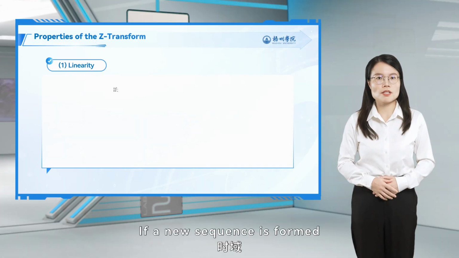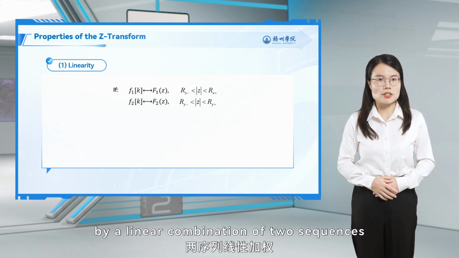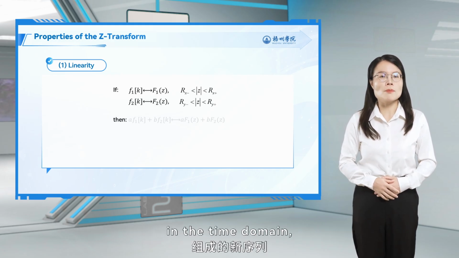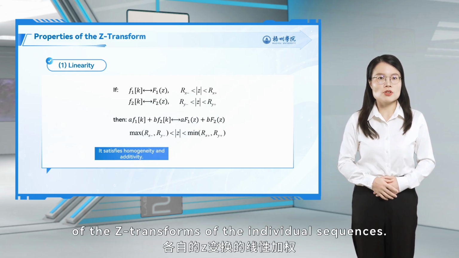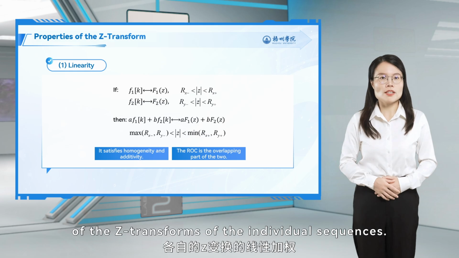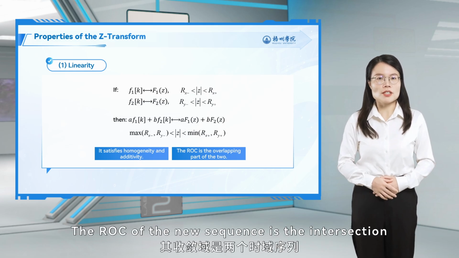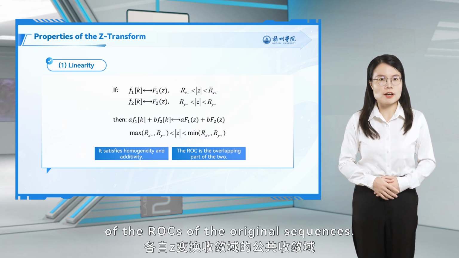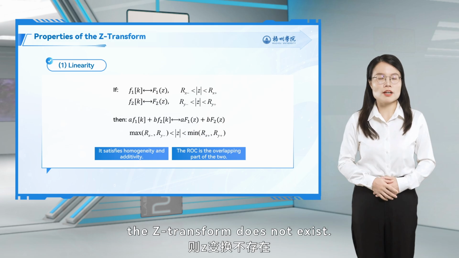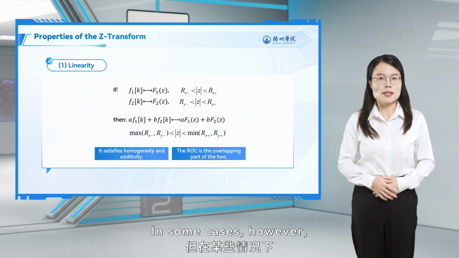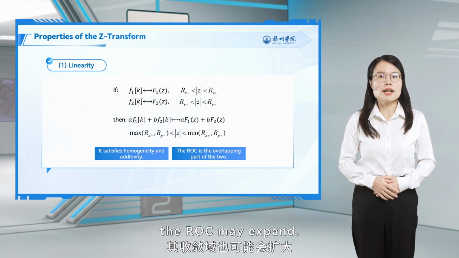Linearity. If a new sequence is formed by a linear combination of two sequences in the time domain, its Z-transform is the same linear combination of the Z-transforms of the individual sequences. The ROC of the new sequence is the intersection of the ROCs of the original sequences. If there is no overlapping ROC, the Z-transform does not exist. In some cases, however, the ROC may expand.